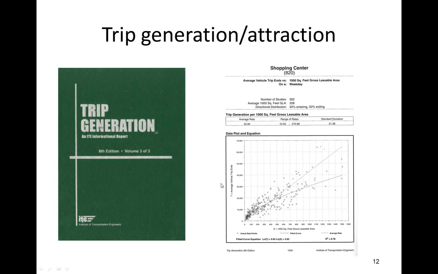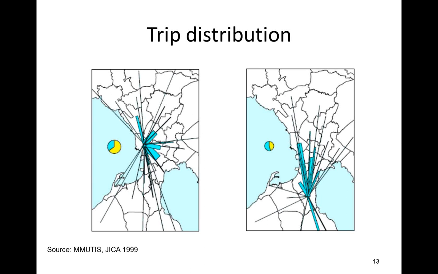So that is the role of trip generation and attraction. Once we determine how many trips are being generated and attracted to a particular place, we then move to trip distribution. This is Metro Manila, and what you see here is what we call desire lines. We divide the area into zones or sub-areas, and we can then connect two sub-areas and determine the number of trips being attracted from a particular origin to a destination.